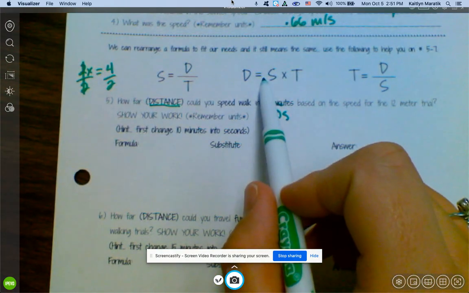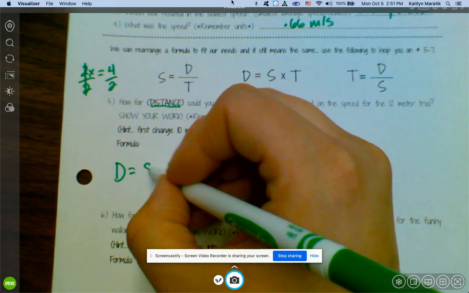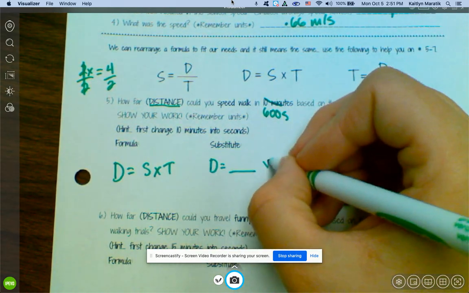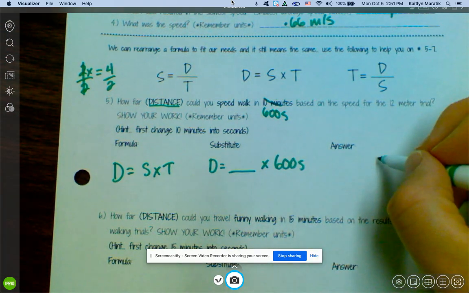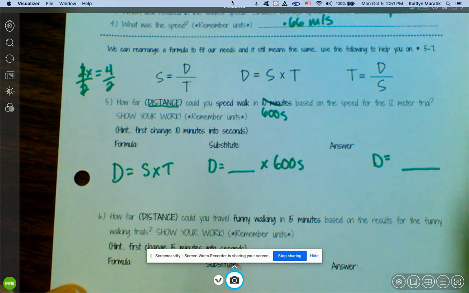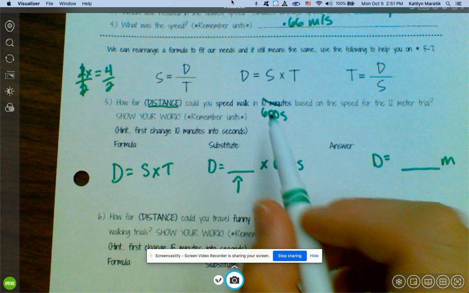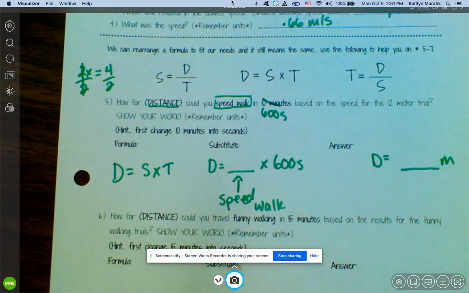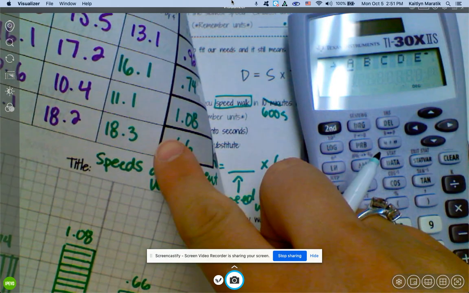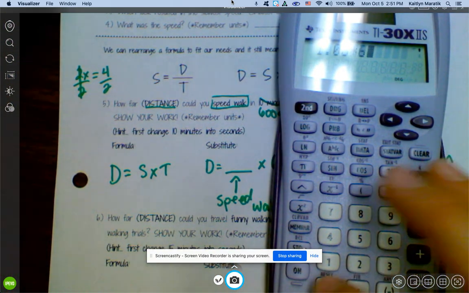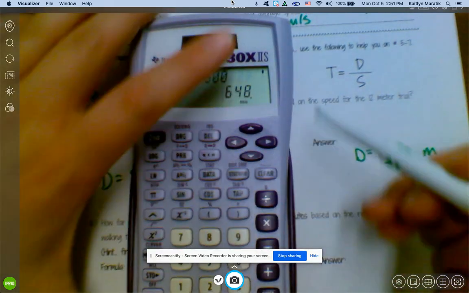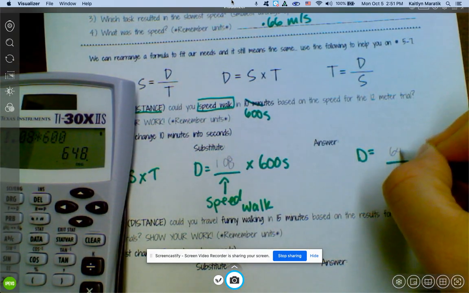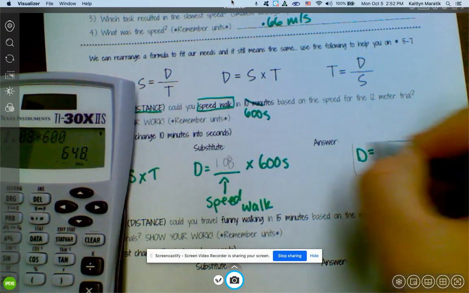So because I don't know distance, I'm going to use the formula that's d is equal to speed times time. What this then looks like is d is equal to, we're going to need to put our information times 600 seconds. And then we're going to get our distance is equal to, what do we measure distance in? Meters. What am I going to put in here? I'm looking for my speed walk. So for mine, I'm going to be using 1.08. So for me, I would write in 1.08, and I would write 648 meters, and then square this in or box it in so I know that's your final answer.